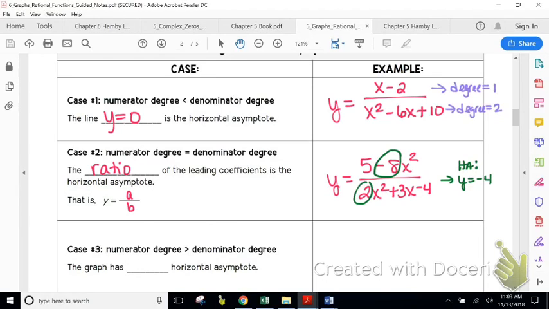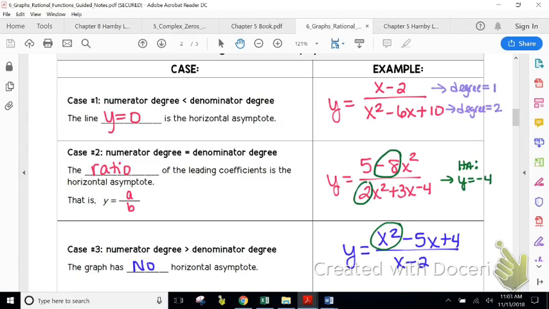And then the last case they have is if the numerator degree is greater than the denominator degree, then the graph has no horizontal asymptote. So if I have y equals x squared minus 5x plus 4 over x minus 2, my highest degree is in the numerator. Therefore, there's not going to be a horizontal asymptote.